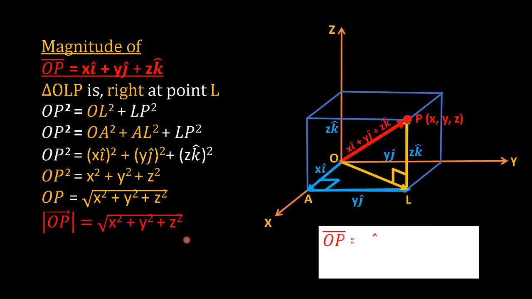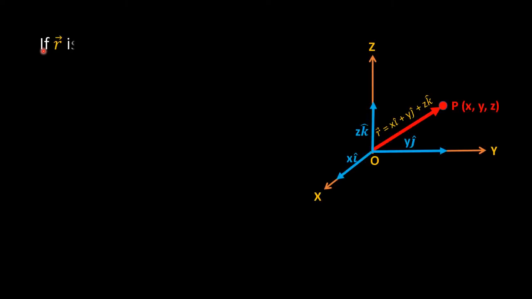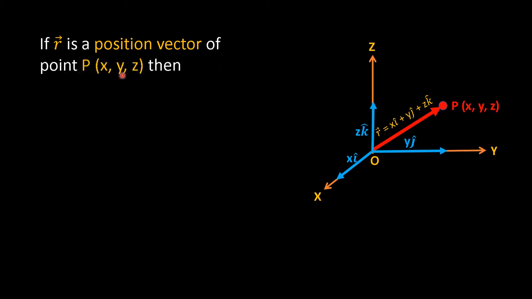So here we highlight: for vector OP bar, which is x i cap plus y j cap plus z k cap, the magnitude of OP bar, which is the length of vector OP bar, is under root x squared plus y squared plus z squared. If R bar is a position vector of the point P(x, y, z), then R bar equals x i cap plus y j cap plus z k cap.